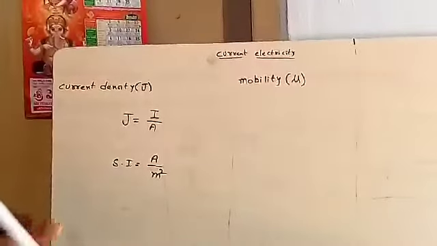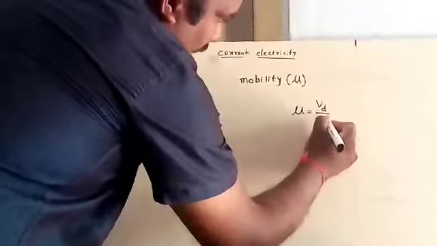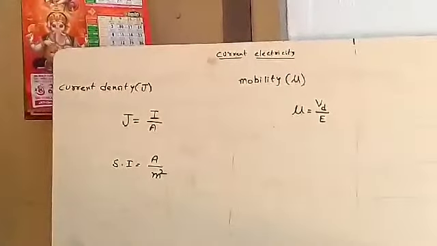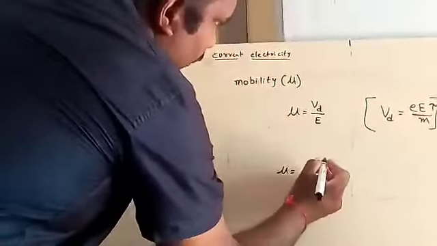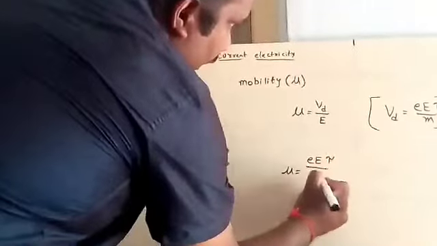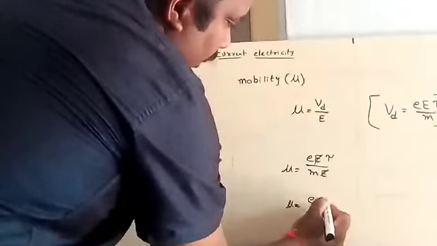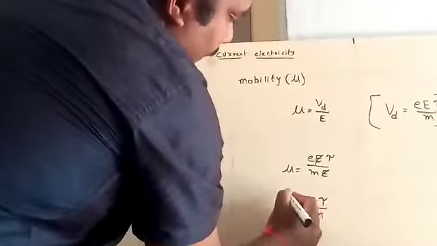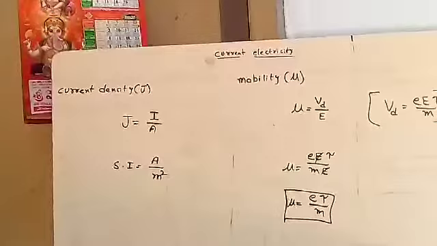Whereas mobility is the ratio of drift velocity to the applied electric field. We already know the drift velocity equation: Vd is equal to eEτ by m. You substitute this relation here: mu is equal to eEτ by m into E. This E and E cancel. So finally, mu is equal to eτ by m.